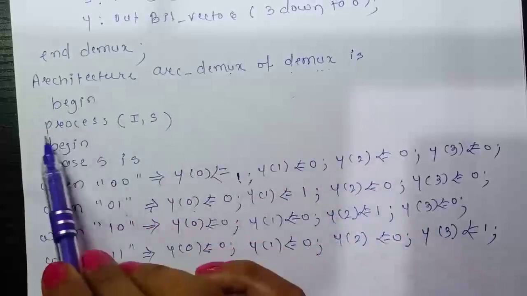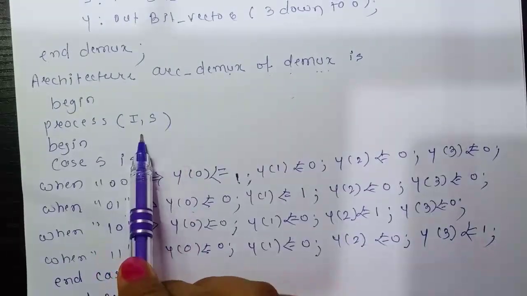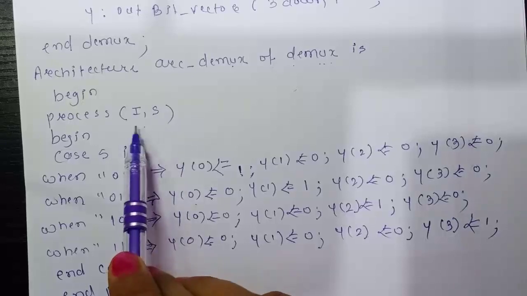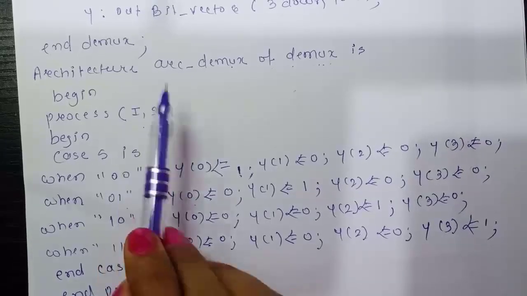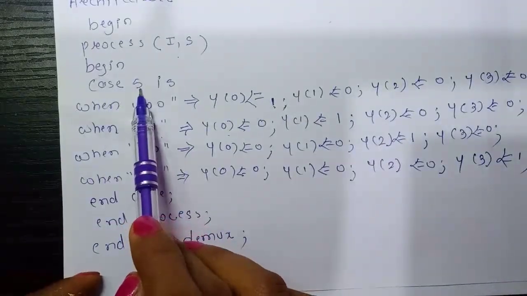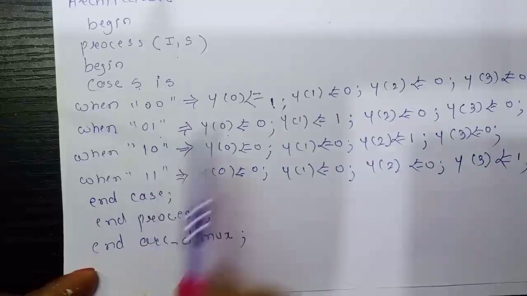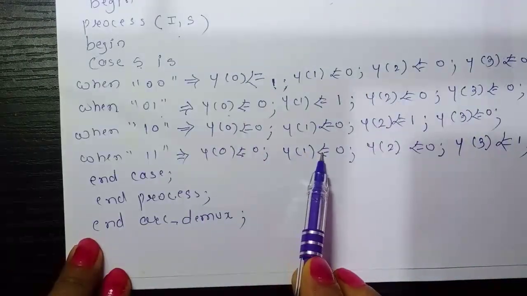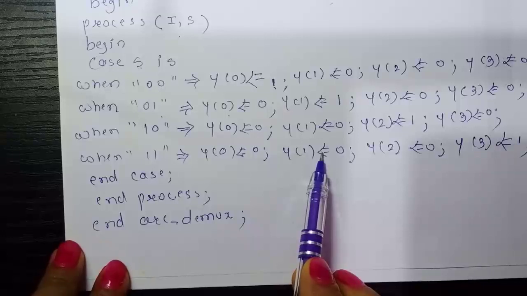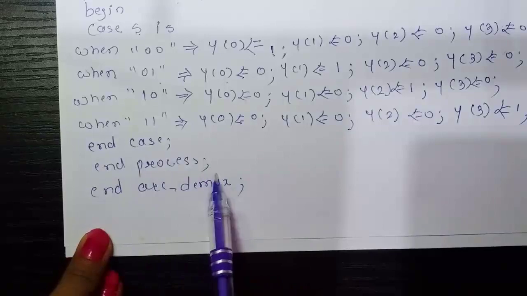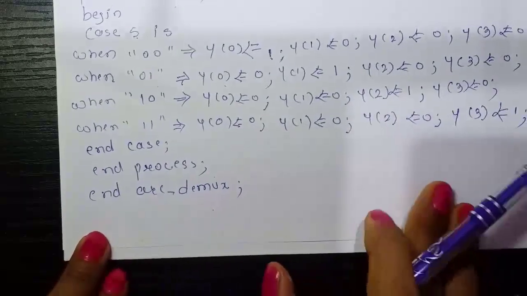Is, begin, process. Inside the process we have to mention all our changing inputs, that is I and S. I means the single input, and S means S1 and S0. Then begin case, S is the name of your case, is, and here we are listing all our selection statements or selection lines. Then end case, end process, and end architecture.